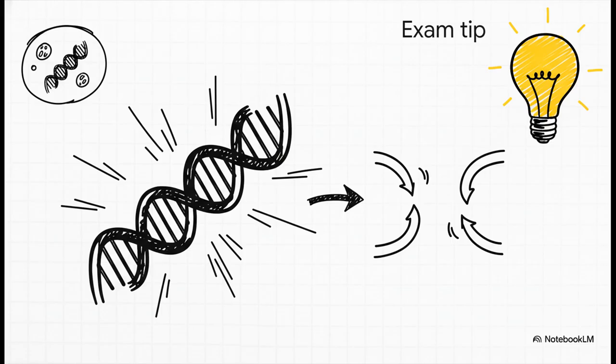So why does that matter? Well, this underwinding creates a kind of stored tension in the molecule. It's like a coiled-up spring just waiting to pop open. And that makes it so much easier for the cell to pull the two DNA strands apart, which is absolutely critical for both copying the DNA and for reading the genes.